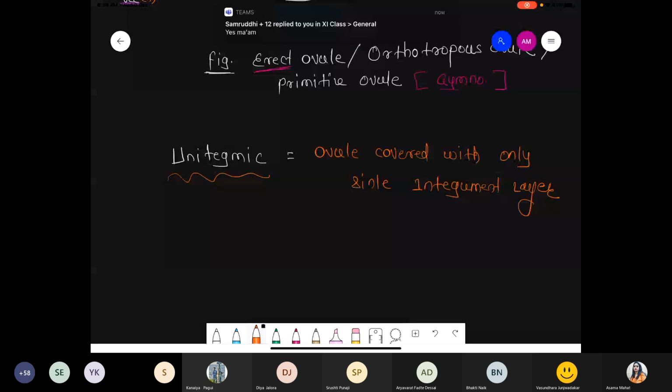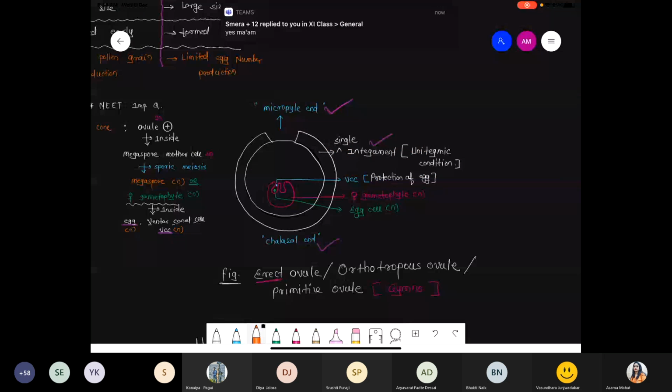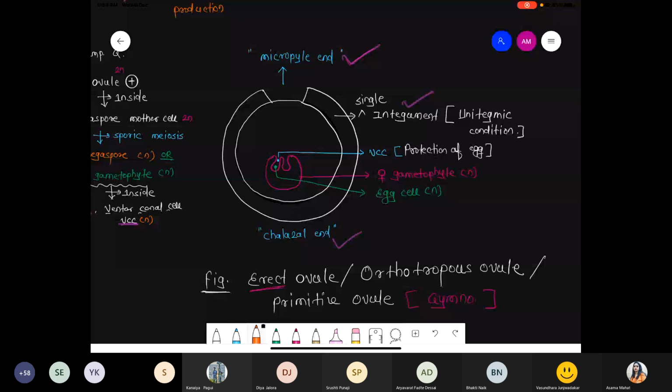तो हमने दो words देखे. One, we discussed the erect ovule, and we discussed the meaning of the unitegmic condition. ठीक है? Now what happens if you see the structure inside the ovule? Inside the ovule, there is the female gametophyte, right? And inside the female gametophyte there is a single egg cell, as well as a single VCC cell. VCC, venter canal cell, is a kind of protective cell. And the rest of the portion is present at the surrounding area.